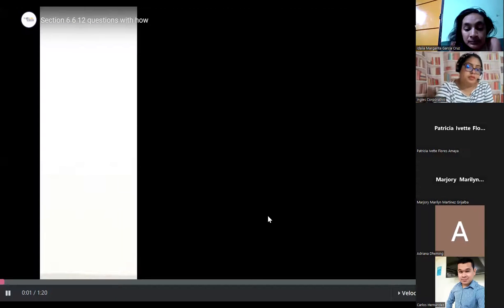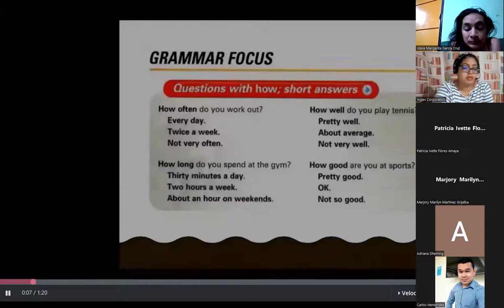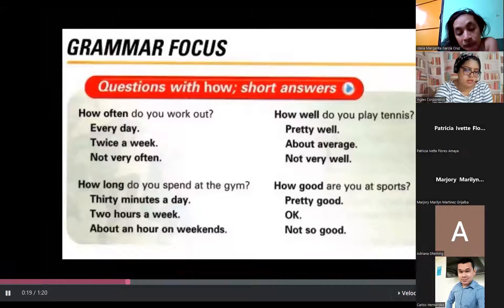In this session, participants will watch and study questions with how and to give short answers. Hello everyone. We will go over 4 important questions we can ask in order to know frequency and performance. Notice all questions begin with how. Pay attention. Questions with how. Short answers. How often do you work out? Every day. Twice a week. Not very often. How long do you spend at the gym? 30 minutes a day. 2 hours a week. About an hour on weekends.